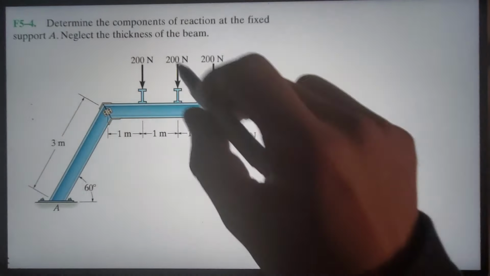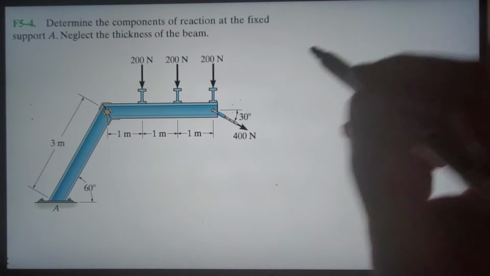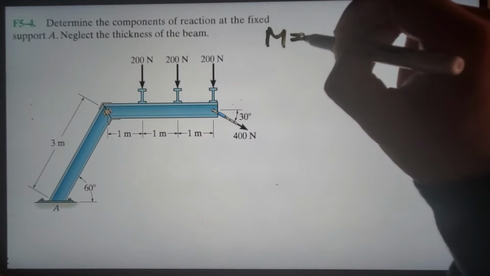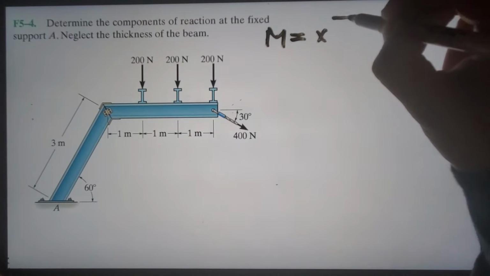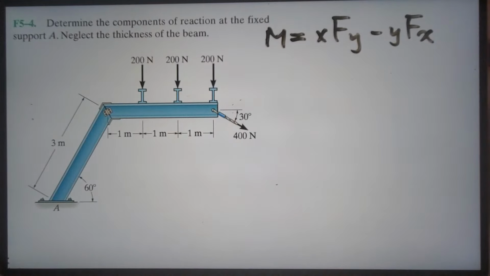And therefore, if it's this type of connection over here, at point A, it must feel the moment. So when you have all these forces acting on the beam, point A is going to feel the moment. The question asks to determine the components of reaction at the fixed support A. So not only are we asked for the moment, but also the X and Y components of the force. First of all, let's get the X position. By the way, let me write down the magic formula: moment at a certain pivot is equal to X times the force in the Y direction minus Y times the force in the X direction.